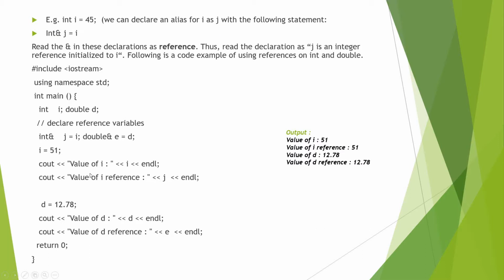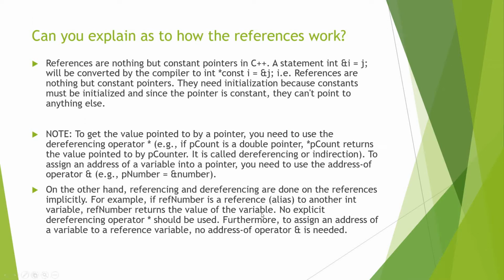here. So the value of i with this cout statement shows 51, and the value of the reference j is also 51. All we had to do is declare the reference variable j as an alias of i and assign it the value of i. So no explicit dereferencing operator needs to be used for references. Furthermore, to assign the address of a variable to a reference variable, no address-of operator & is needed. So neither the asterisk dereferencing operator, the indirection operator, nor the address-of operator is needed.